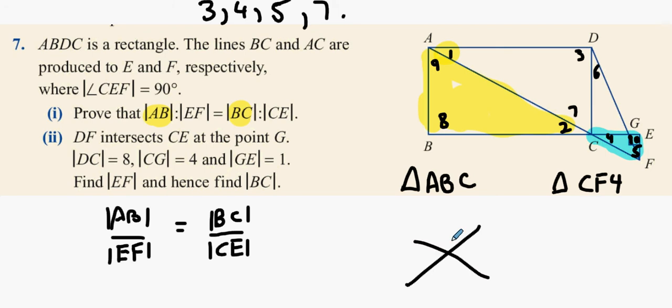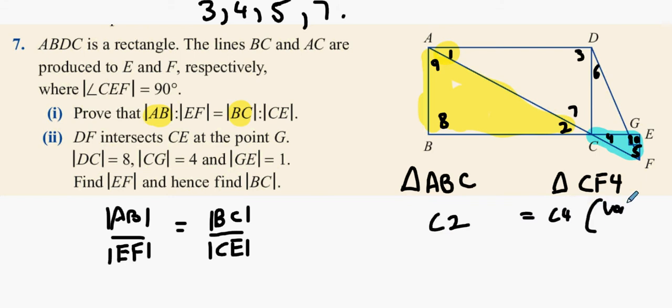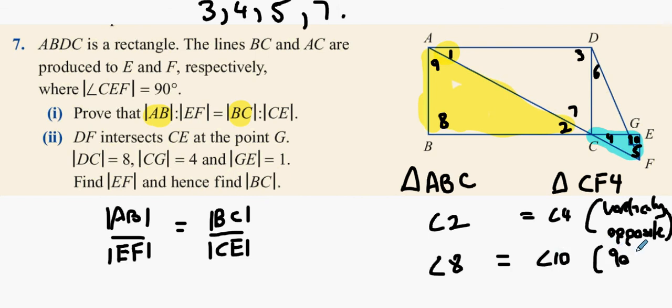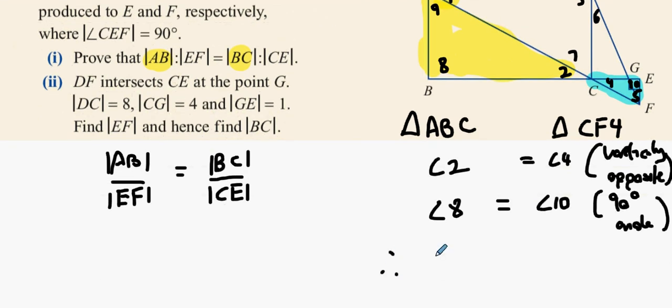Now, remember vertically opposite angles, where if that's 50 degrees, that's 50 degrees, and if that's 130, that's 130. That's vertically opposite, okay? Because I'm going to use that in a second. So here's what we're going to say. Angle 2 equals angle 4, reason being vertically opposite. Next thing we're going to say is angle 8 equals angle 10 because the angle in the rectangle is 90 degrees. Therefore, the third angle, angle 9, has to equal angle 5.